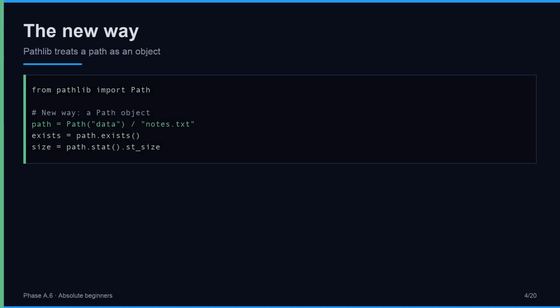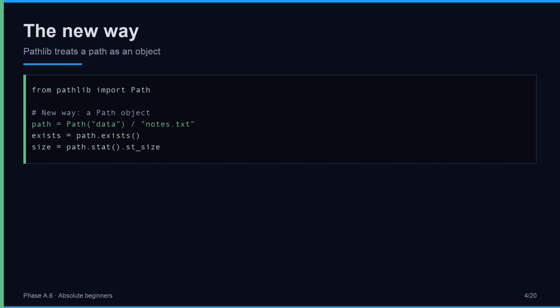Here is the new way, using pathlib. You import Path from pathlib. You build a path by joining parts with the slash operator, yes, actual slash, but it works on Windows too because Path handles the details. The path is now an object. Existence is a method on it. Size is reached through stat. Everything lives on the path itself. One object, many capabilities. That is the core idea behind pathlib.